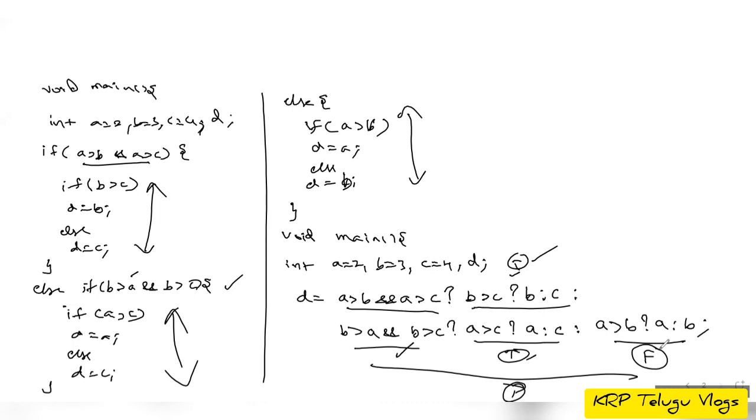Note down this. So printf, the largest number is %d, comma, second largest. Sorry, the second largest number is %d, comma d. So it will print 3.